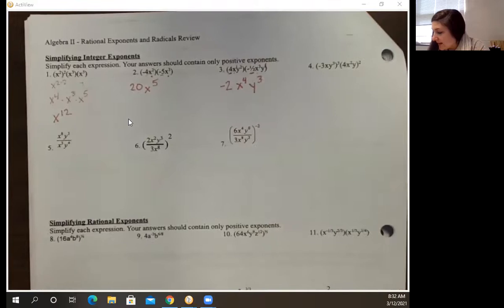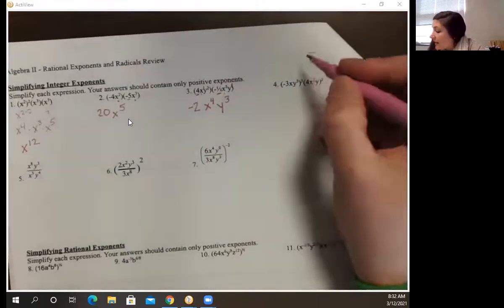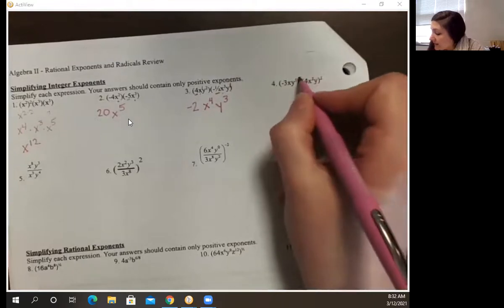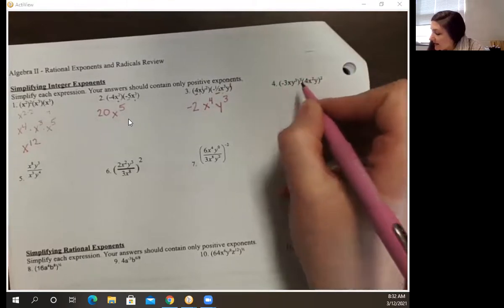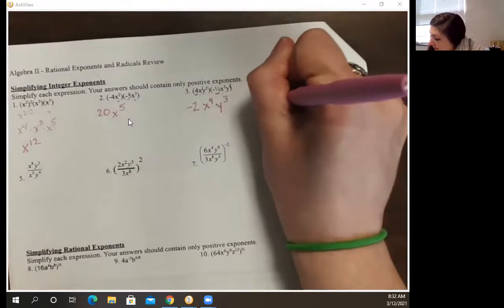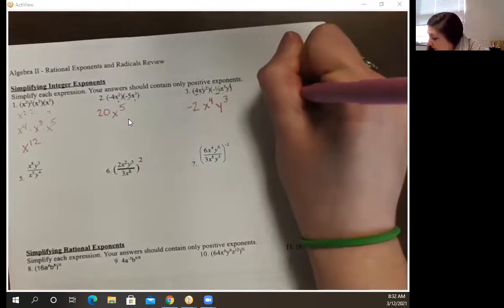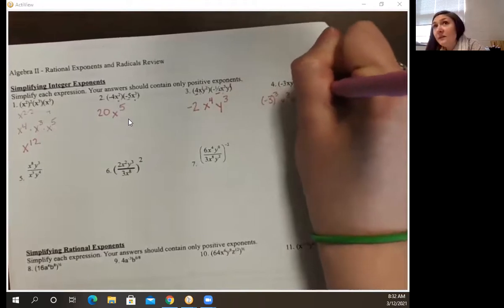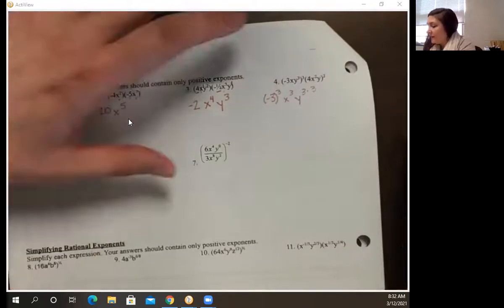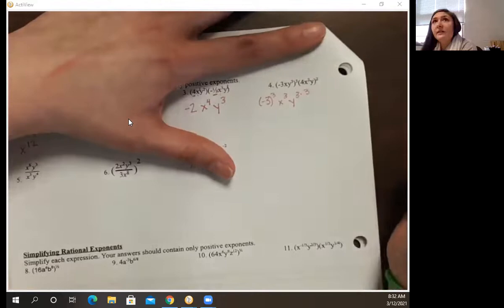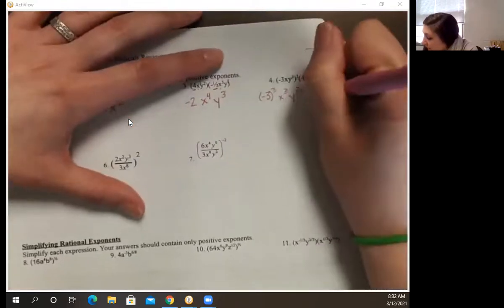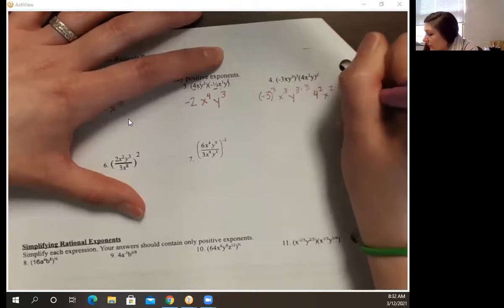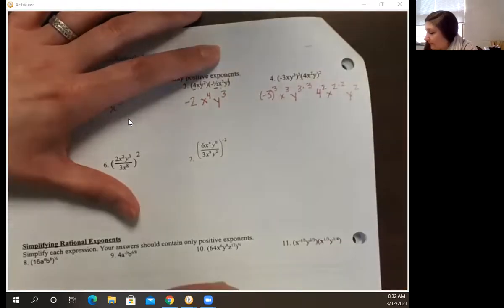Number four, same idea. This time I've got, again, some powers outside of parentheses. Remember that means this exponent applies to everything inside here. So I've got negative 3 cubed, x cubed, and then y to the 3 times 3. And for my second term here, I've got a square outside. So this would be 4 squared x to the 2 times 2 y squared.